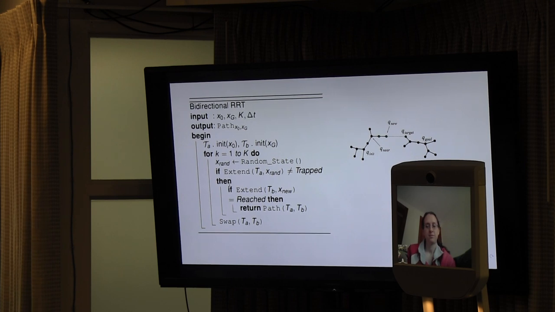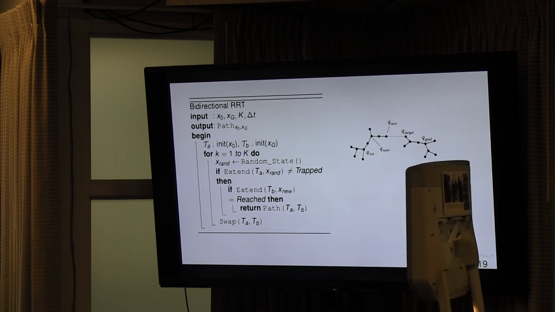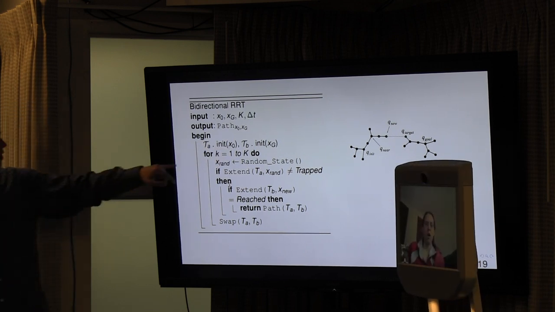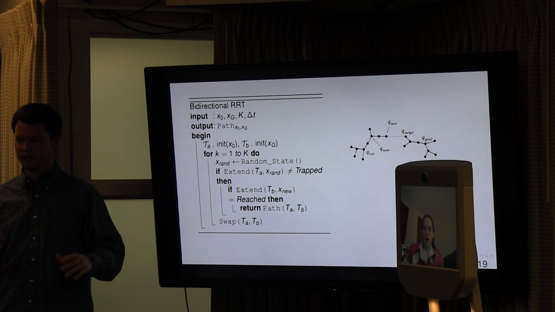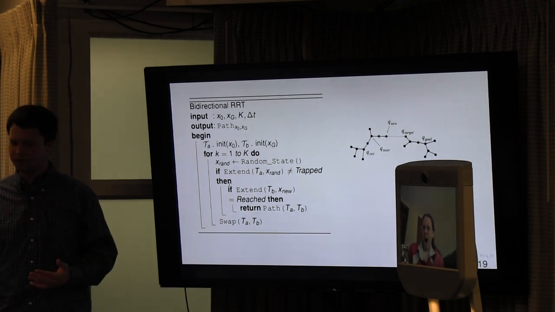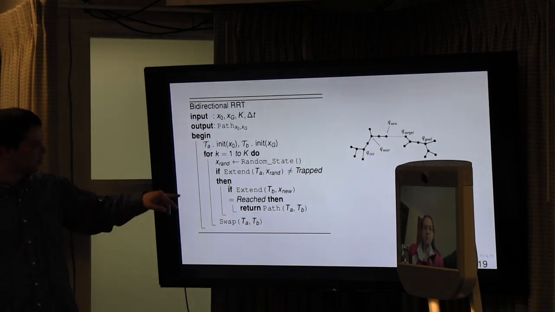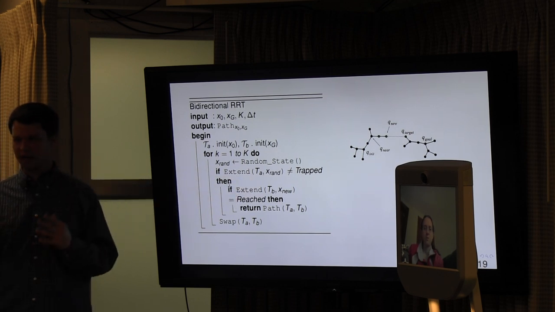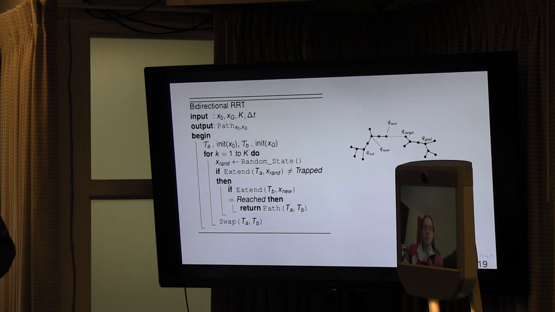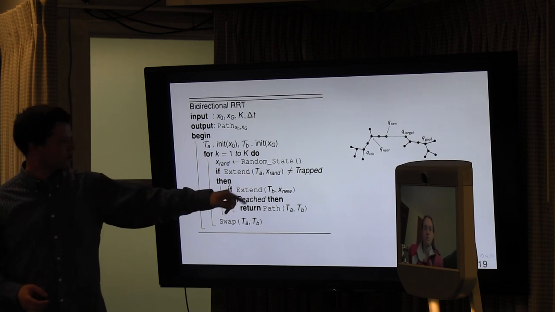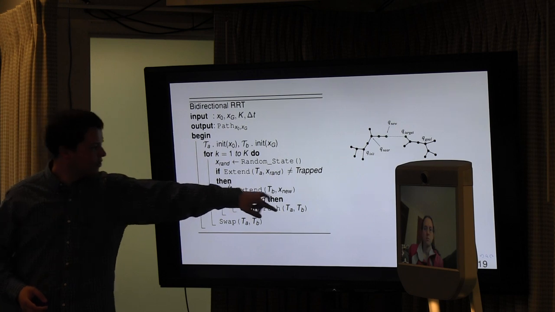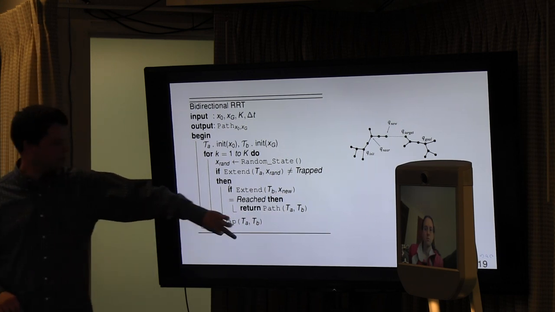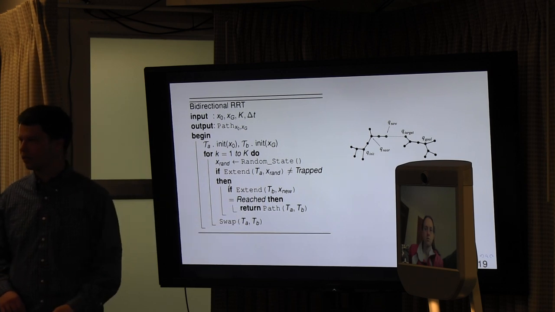So for the bidirectional version, we were talking about this briefly. You're going to have two trees now, TA and TB, where you initialize one with your start state and the other with a goal state, and you choose a random state and add it to TA. If the tree can actually extend that way, then you try to extend your tree B to that new node, and if so, then you're done. And then you swap which tree you add to, TA and TB.